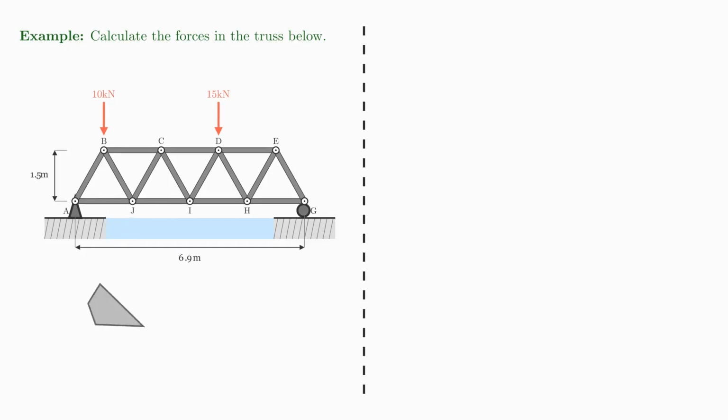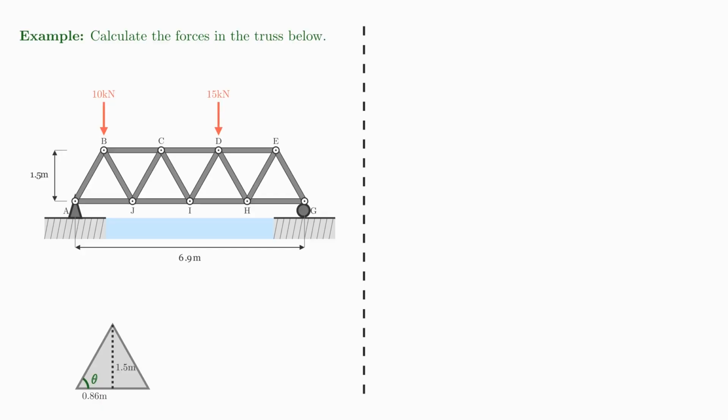Taking one of the triangles, we can note that the width is 6.9 divided by 4 and the height is 1.5. However, we can split this into a right angle triangle if we bisect it vertically. By drawing a vertical line, we can split this into two right angle triangles, where the width is going to be 0.86 meters and the perpendicular height is 1.5 meters.